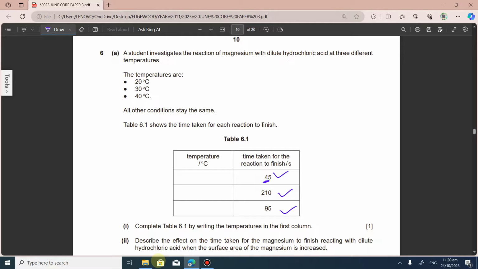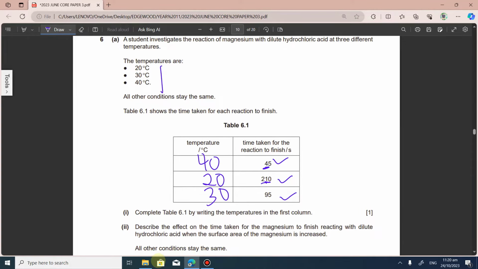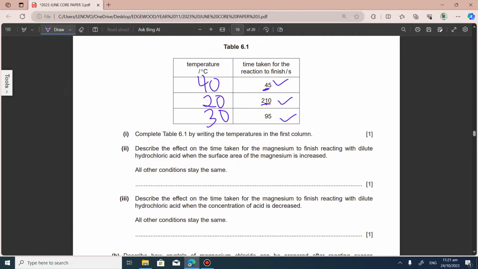Since this is the lowest time here, that means the higher temperature will get us this time taken. So the higher temperature in this list is simply 40. And then the largest time taken is 210, and that should be at the lowest temperature, which is 20 degrees, and then this should just be 30 degrees. That's how to solve this question. The higher the temperature, the shorter the time taken for the reaction to finish, because the molecules will collide faster and there will be more likelihood of effective collisions.